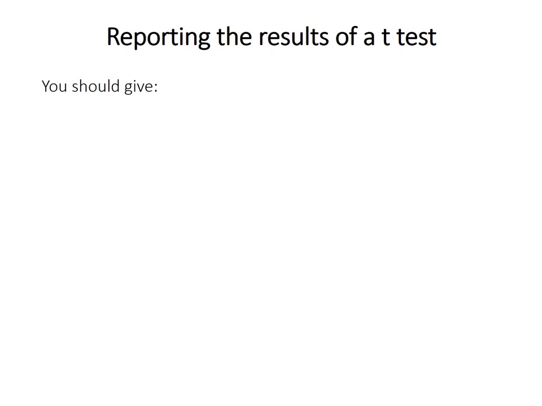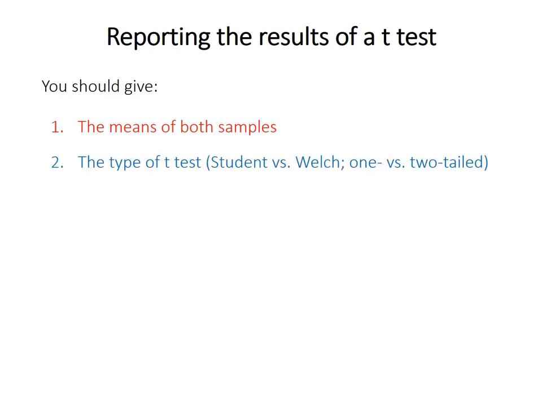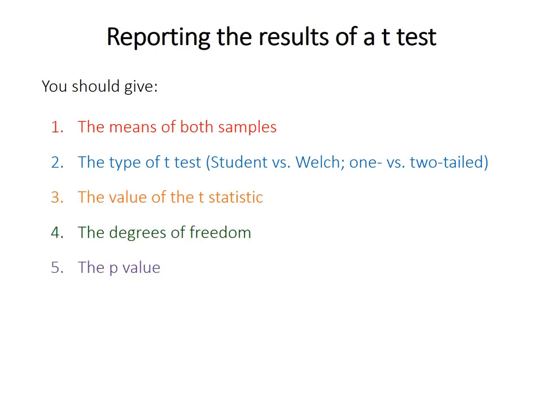So here's how you should report the results of a t-test when you're writing a results section, for example. You should give the means of both samples. You should give the type of t-test, Welch's t-test normally, one versus two-tailed. Is it a paired t-test? You should give the value of the t-statistic. You should give the degrees of freedom. And you should give the p-value.